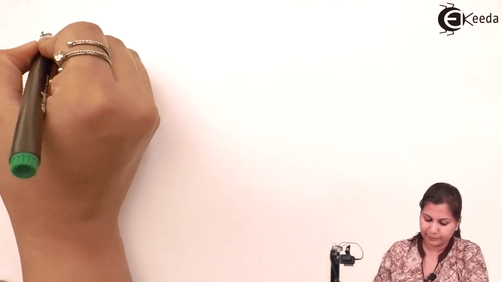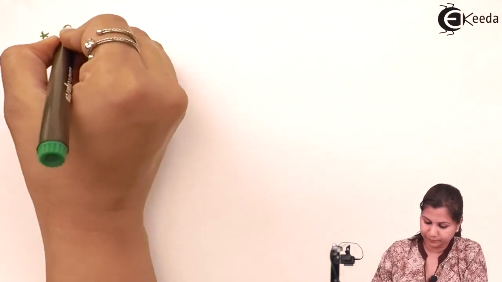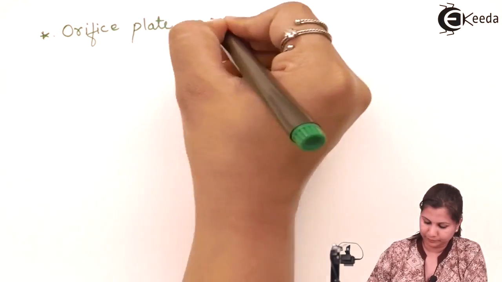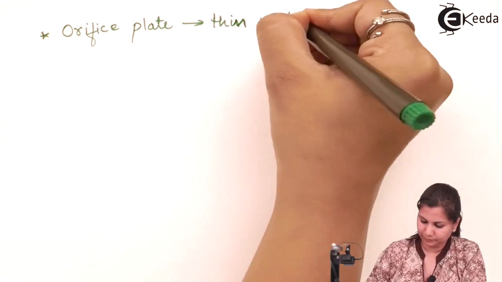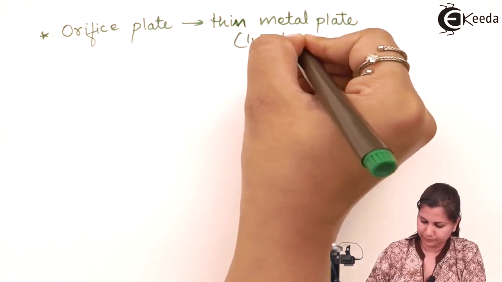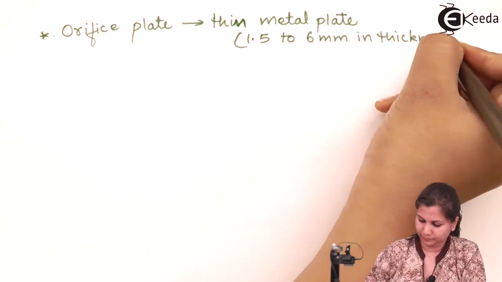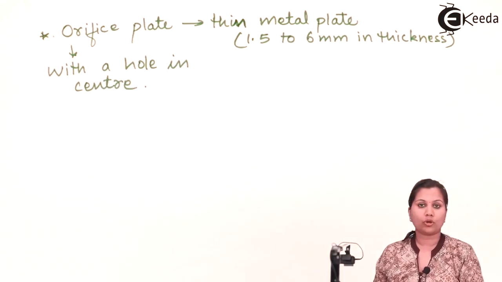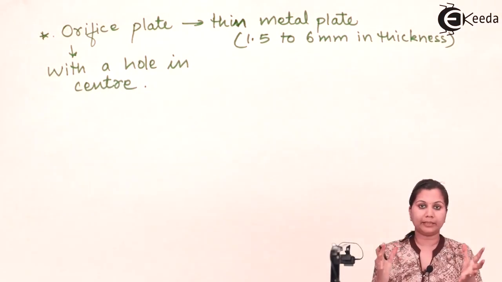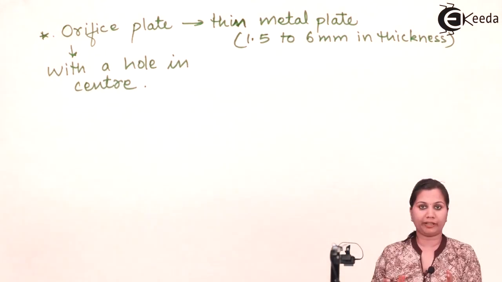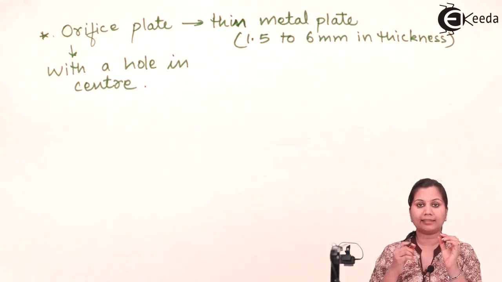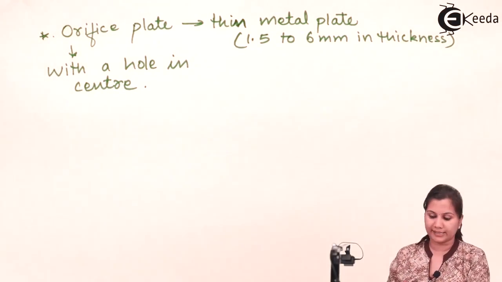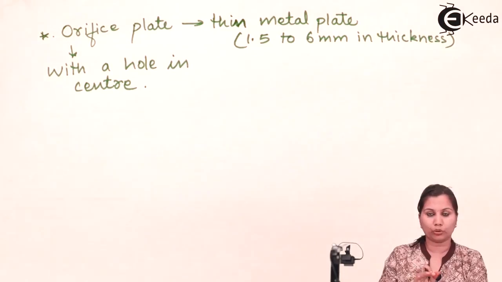Now what is this orifice plate? It looks like, an orifice plate is basically a thin metal plate which is having a hole in between. So the orifice plate is nothing but a thin metal plate which is having a thickness of 1.5 to 6 mm. It is a very thin plate, and this thin plate is having a hole in its center so that the fluid can flow through it.